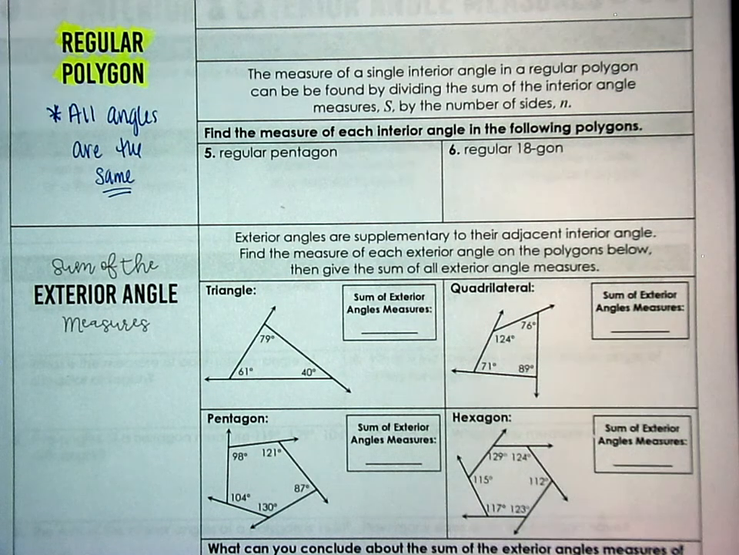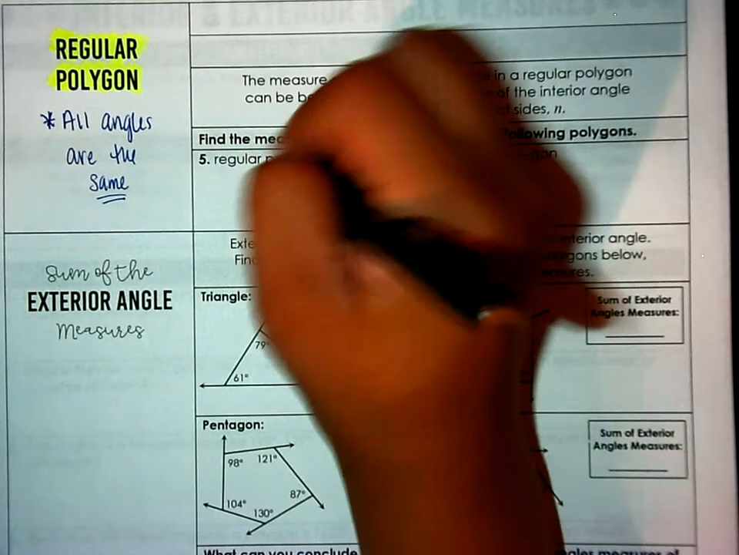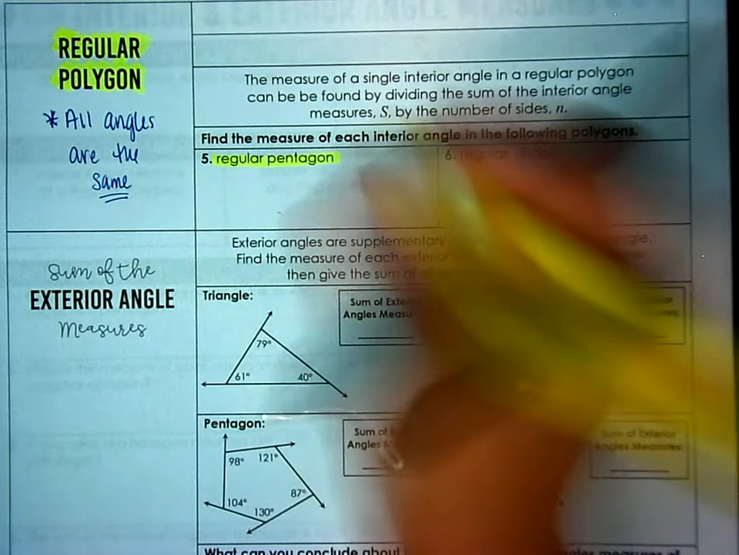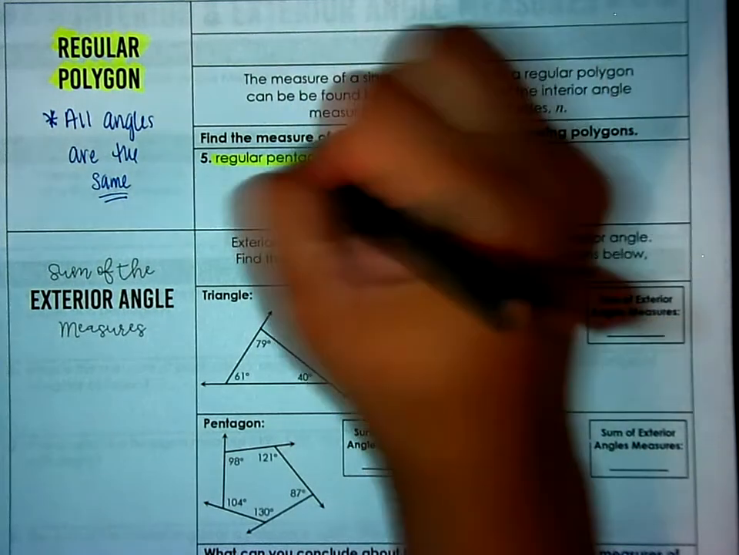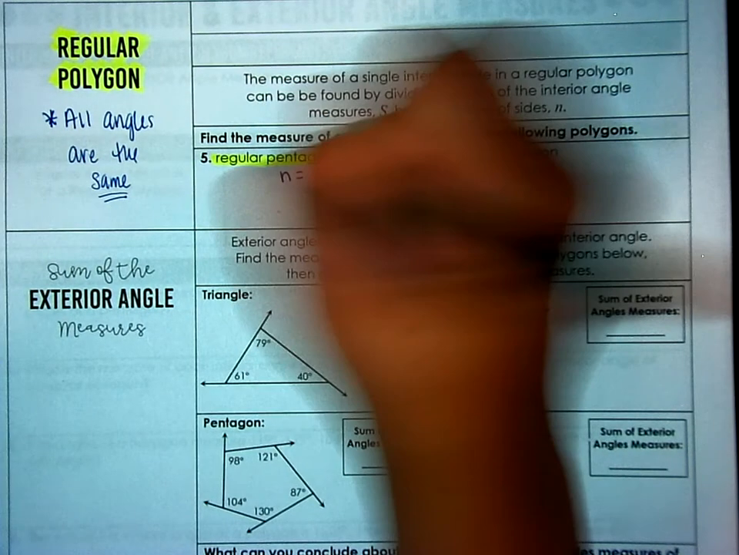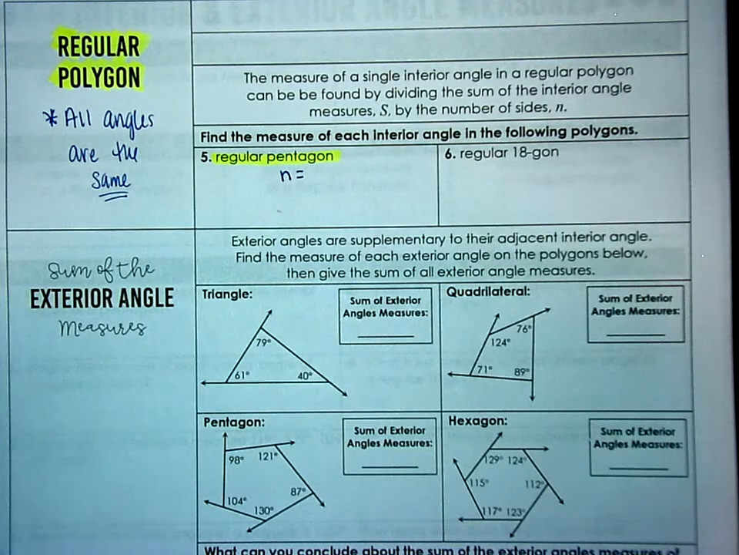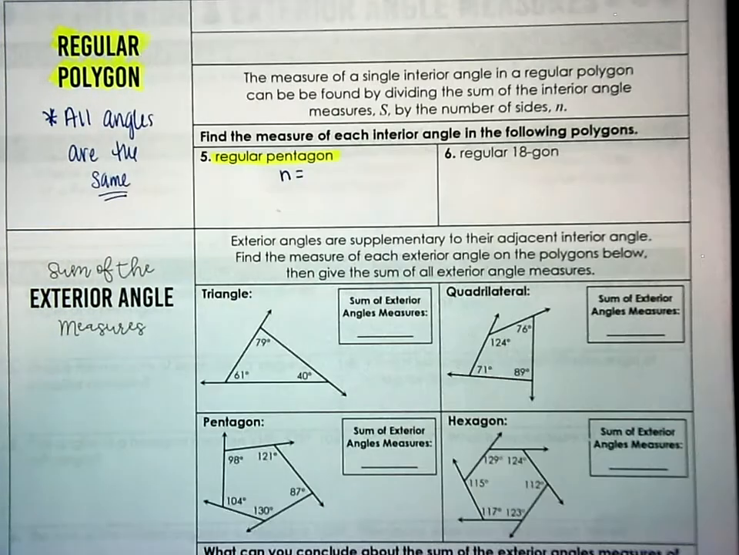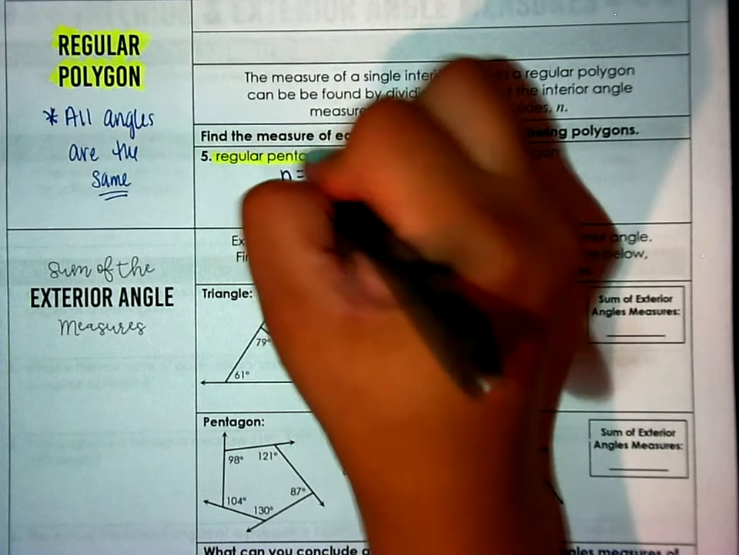So what we're going to do now is figure out how many sides this shape has, a regular pentagon. What is n in a regular pentagon? If you don't remember, go back to the notes that we just flipped over, look at the word pentagon, and look at how many sides it has. It has 5. Hopefully you know that and you don't have to look it up.